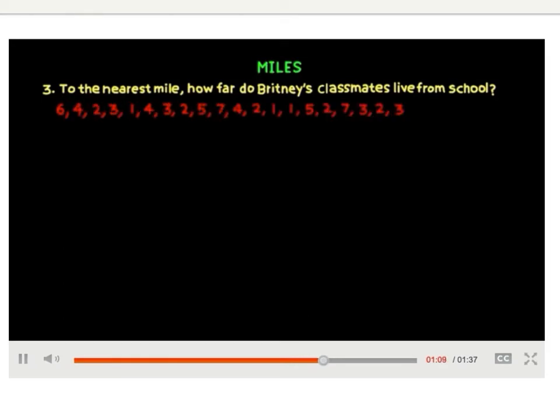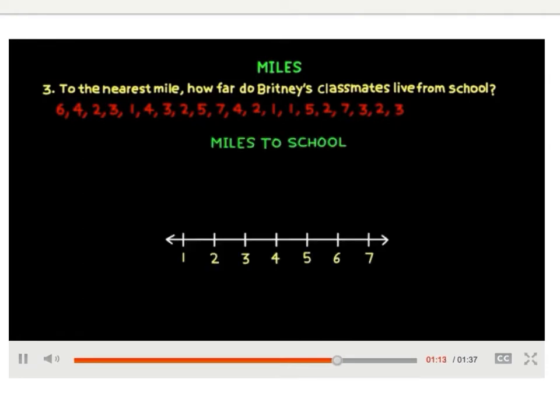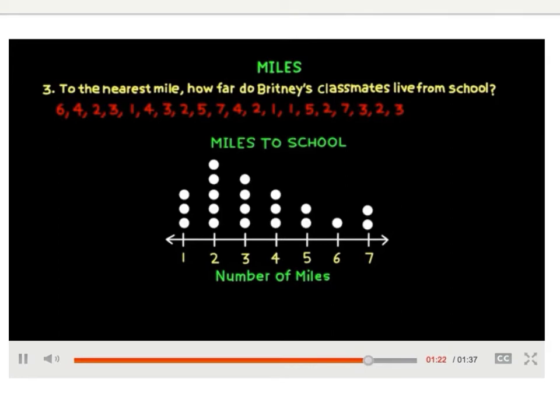To display her data, Brittany makes a dot plot. She draws a number line to show the range of answers she received. She then labels the number line. She plots 1 dot for each response she received. And Brittany discovers that more classmates live only 2 miles away from school than any other distance, and that she is the only student who lives 6 miles away.